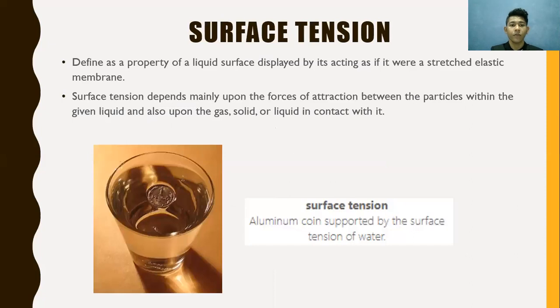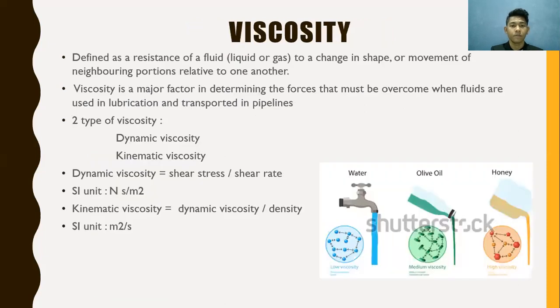Next is surface tension. Surface tension can be defined as a property of fluid surface displayed by its acting as if it were a stretched elastic membrane. Surface tension depends mainly upon the force of attraction between the particles within the given liquid and also upon the gas, solid or liquid in contact with it. As you can see in the picture, an aluminium coin is supported by the surface tension of water.